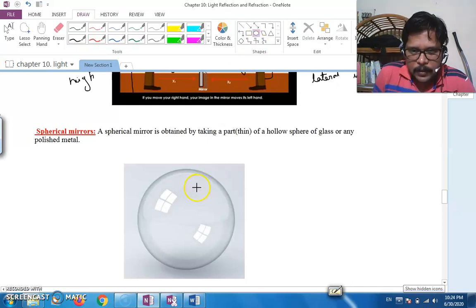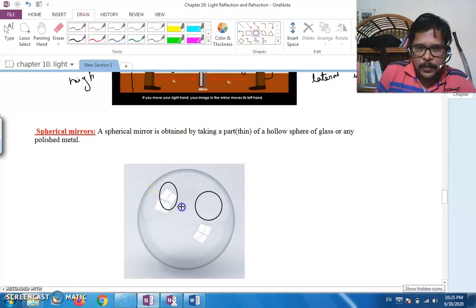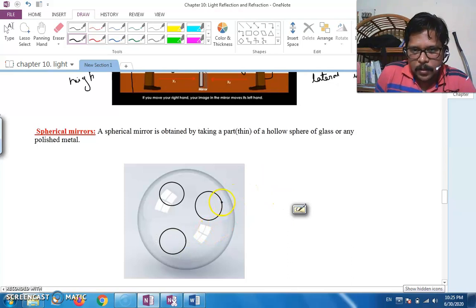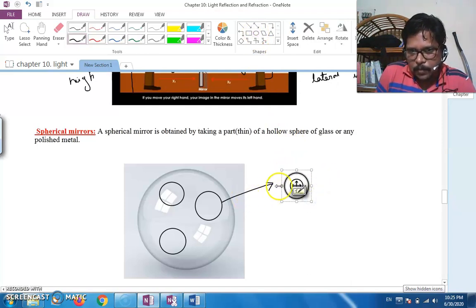Let me consider this hollow glass sphere. Whenever we take a spherical mirror out of it, we cut some part in a circular shape. These are parts of the big sphere, so I'm going to cut some small parts from it. I have cut three parts out of it. If we bring out this cut part, it appears like this. Please follow what I'm drawing.